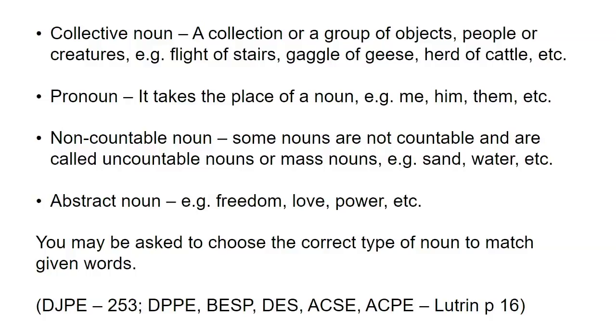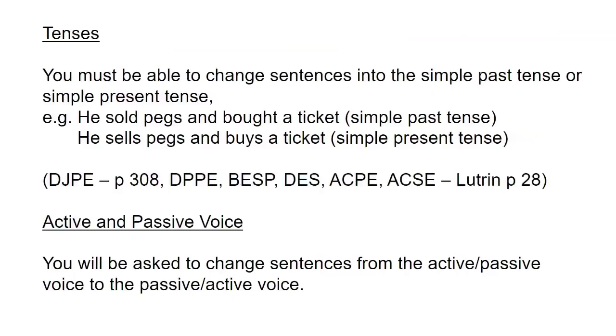Then we get to the abstract noun, which is like freedom, love, power, things abstract that you can just imagine. You may be asked to choose the correct type of noun to match the given words. Now DJPE, you can find the nouns on page 253, while DPPE, BESP, DES, ACSE and ACPE will find those nouns in Lutheran on page 16.